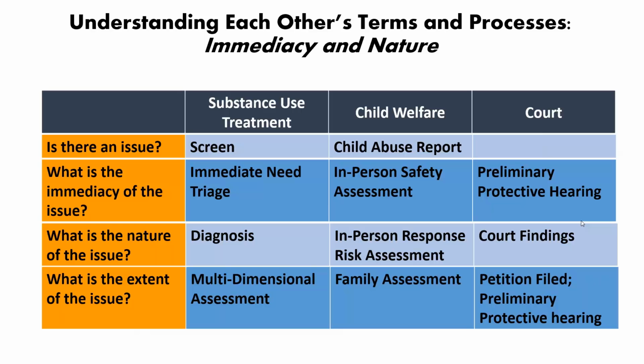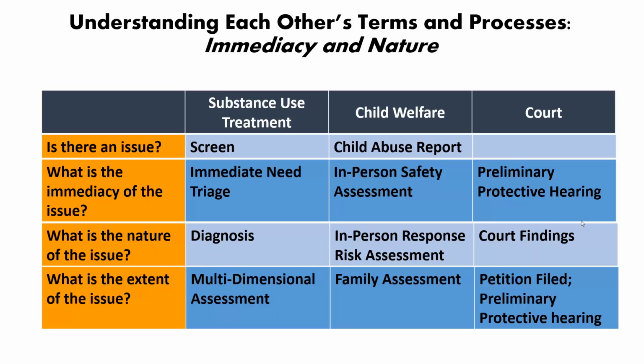So let's go back to, remember I said that there's some concepts that are already in place. Now, I don't mean to suggest that anybody in substance use treatment agencies would say we're going to do an immediate need triage, but in fact that's what they're doing. They're saying, is this a person who is at risk of overdose that we need to have an immediate response to? At the same time, child welfare is saying, is this a child who has such safety factors that means that child needs to be removed right then? The court is holding a preliminary protective hearing. These are systems that are currently in place.